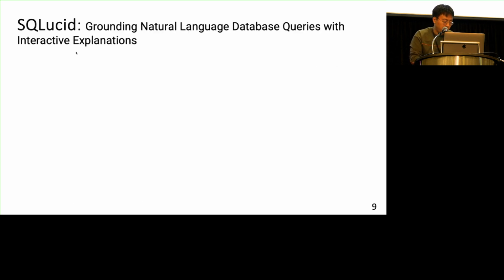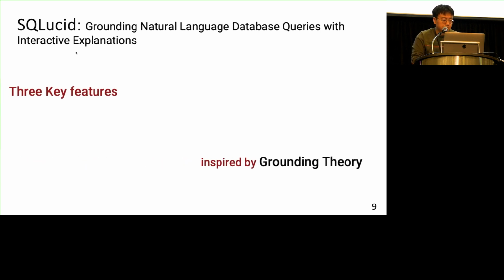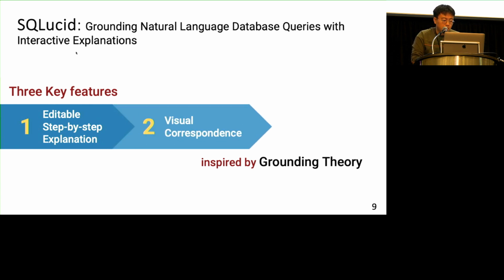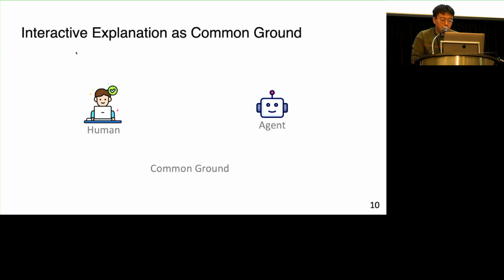We present SQLucid, grounding natural language database queries with interactive explanations. It has three key features: editable step-by-step explanation, visual correspondence, and intermediate query results. According to grounding theory, when a human user communicates with an intelligent agent, they should establish mutual understanding based on a common ground. In our approach, we design this common ground in the form of interactive explanations, and the explanation is editable and step-by-step.